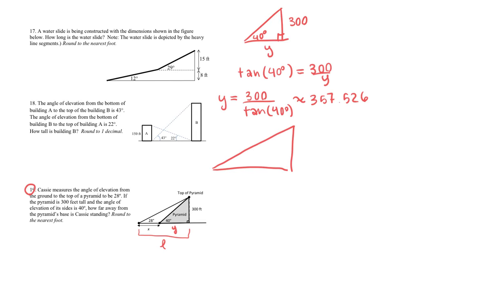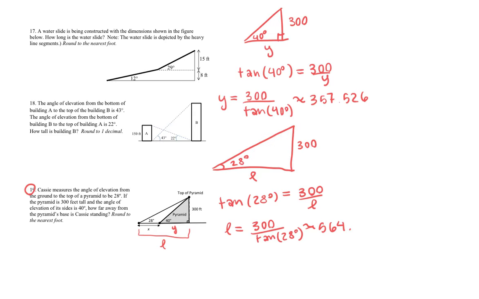Okay, great. Now let's look at our larger triangle, the one that contains the pyramid. We know that this bottom distance is L, that's what we named it, and this height here will be 300, and we're given this angle to be 28 degrees. So similarly, we'll set up a tangent equation, and we'll get that the tangent of 28 degrees is equivalent to 300 over L. We can solve this equation to find that L is equal to 300 over tangent of 28 degrees, or approximately equal to 564.218.